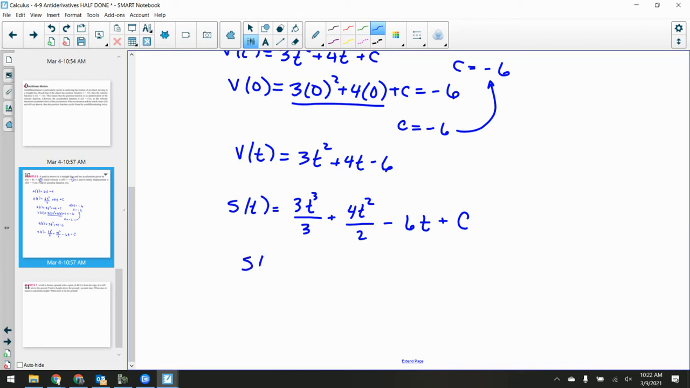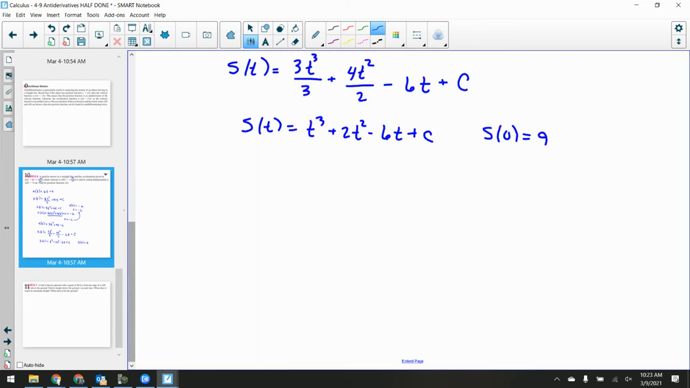Okay, so S of t is going to be equal to t to the third plus 2t squared minus 6t plus my constant. But again, I'm given information. I know its original displacement was 9 centimeters. S of 0 is 9. At time 0, it was 9 centimeters away. So that means that basically here, c is 9.